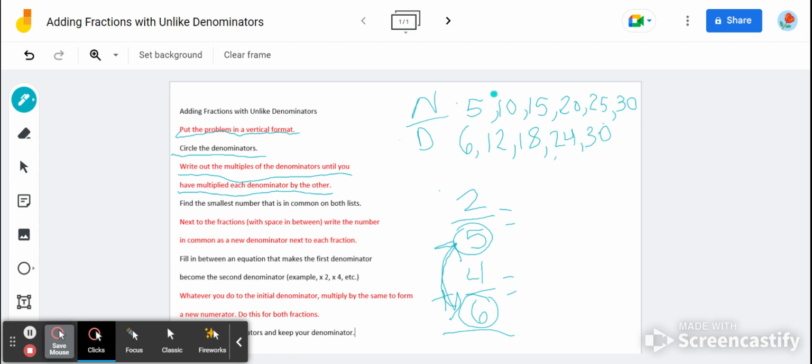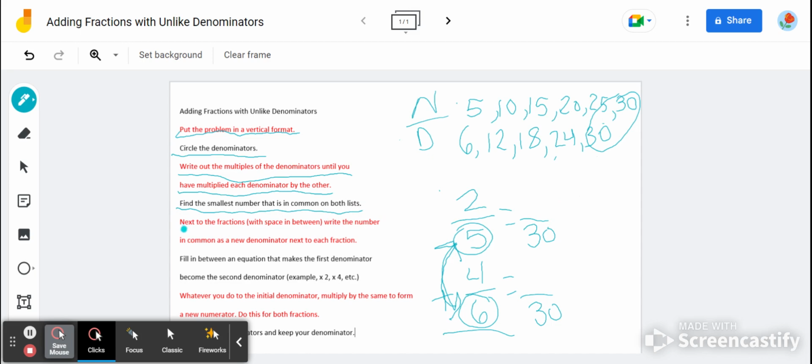Then you want to scan and see, is there anything smaller than that 30 that they have in common? So I have 25, no. 20, no. 15, no. 10, no. 5, no. Okay, so that means that actually is our lowest common denominator. Sometimes there will be a smaller number that they have in common, and it'll be a little less work. Find the smallest number that is in common.